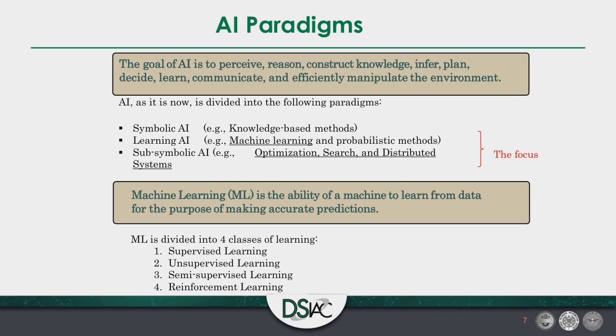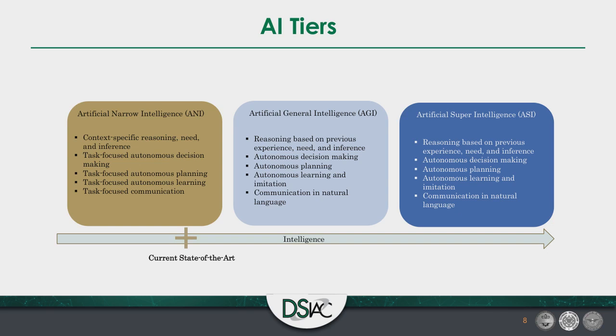Machine learning is the ability of a machine to learn from data for the purpose of making accurate predictions. And in grosso modo, it is divided into four classes of learning: supervised, unsupervised, semi-supervised, and reinforcement learning. This is just to show the AI tiers, and this is just my take on the current state of the art. Obviously, that's debatable, but we are still essentially in narrow intelligence. So these are the three tiers. Artificial narrow intelligence is essentially context-specific reasoning, inference, task-focused decision-making, and autonomous planning, learning, and communication.